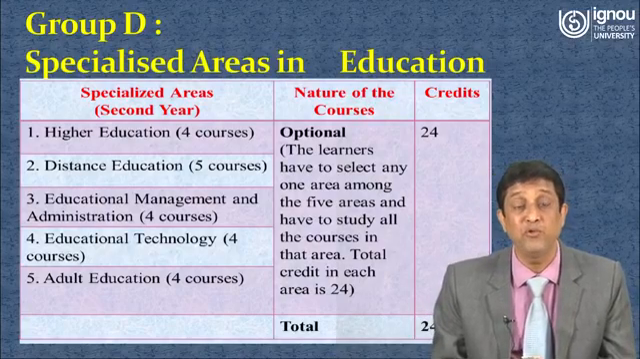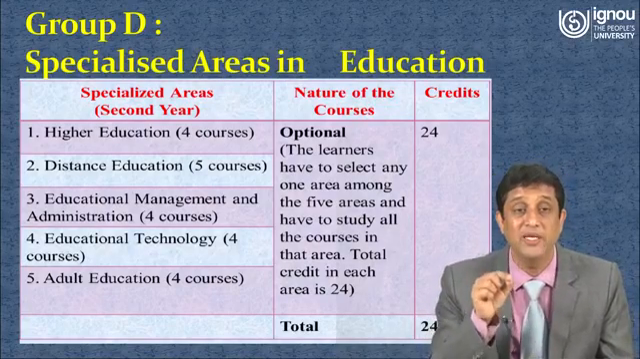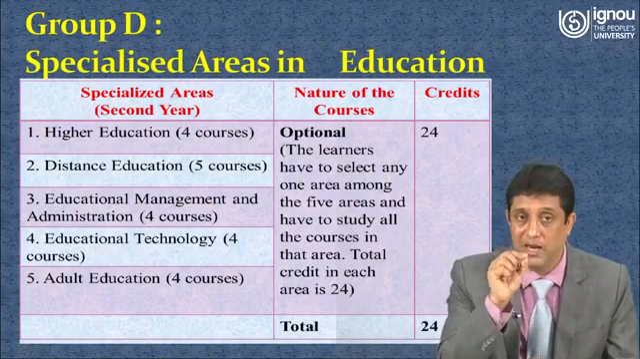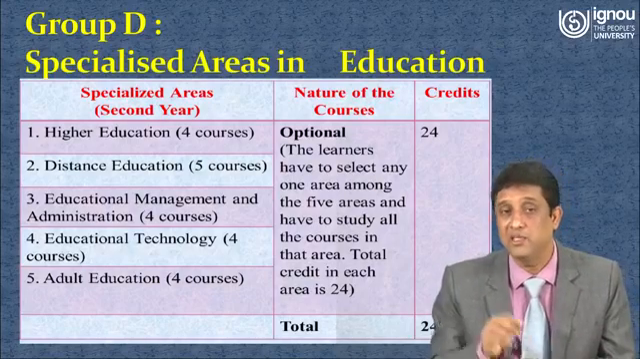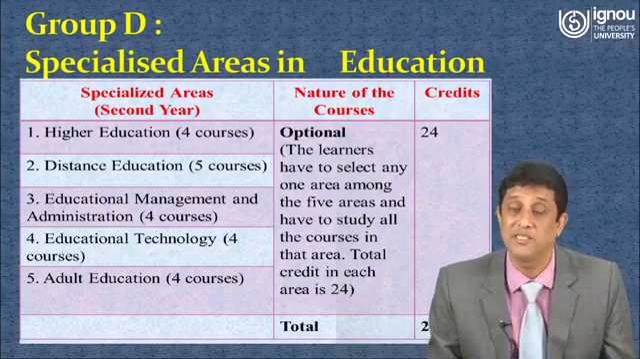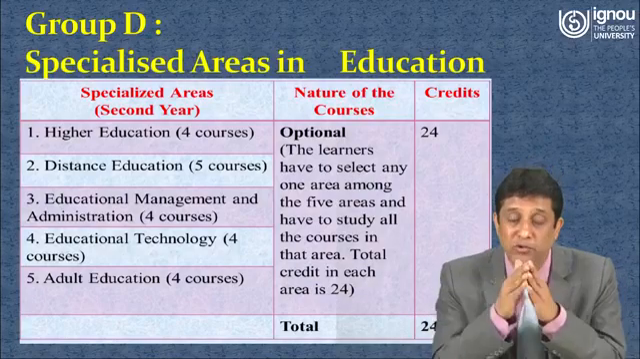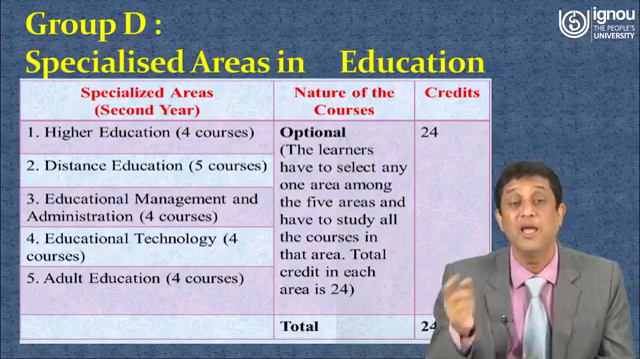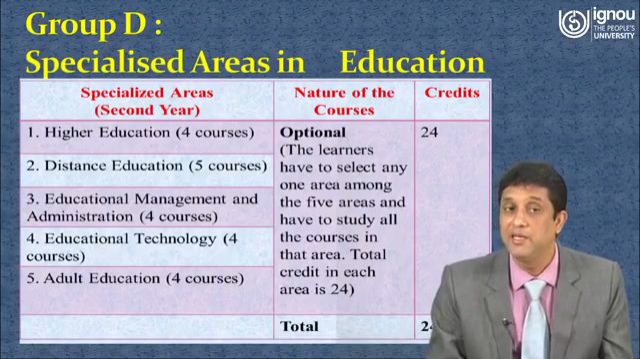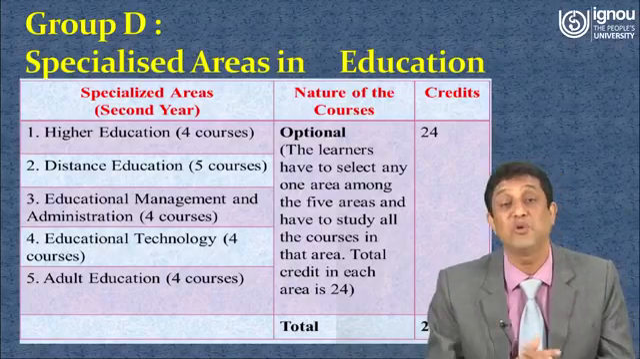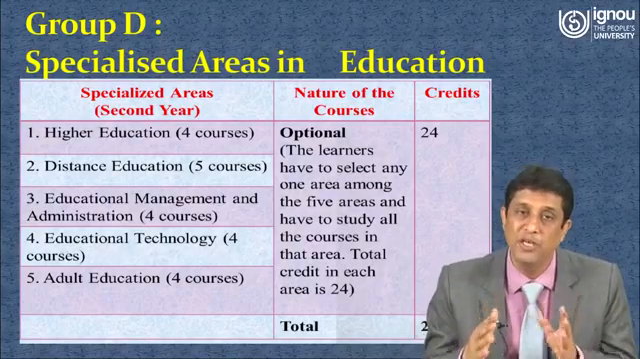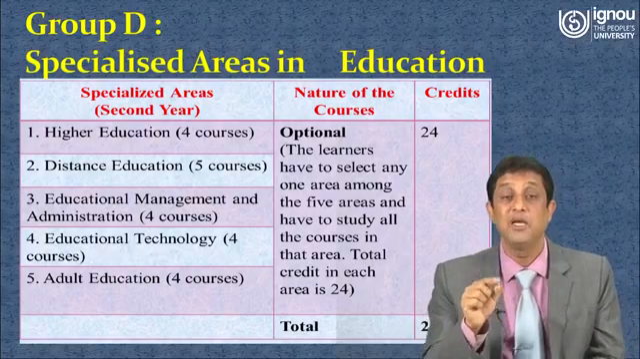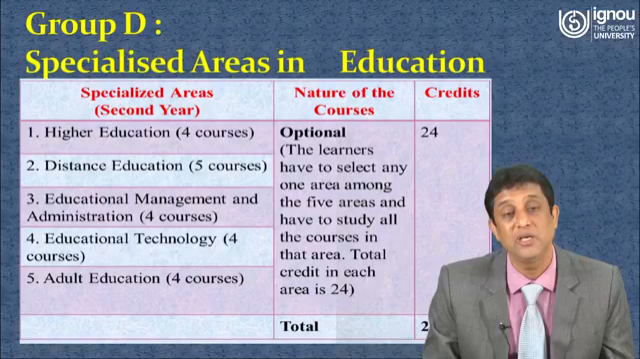In the second year, among these 5 areas you have to select only one area. Let's say you selected higher education. Under higher education 4 courses are there, so you have to study all the 4 courses of this area, not a few courses in higher education and a few courses in distance education. In distance education you will find 5 courses, so you have to study all the 5 courses. Accordingly, educational management and administration has 4 courses, educational technology 4 courses, and adult education also 4 courses.